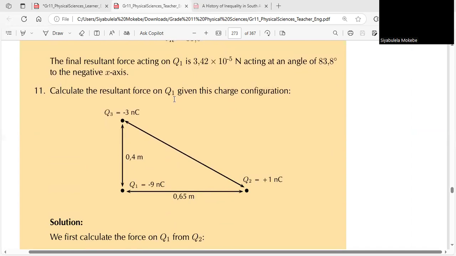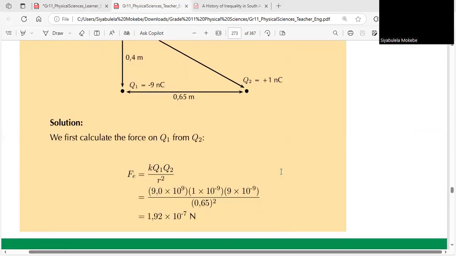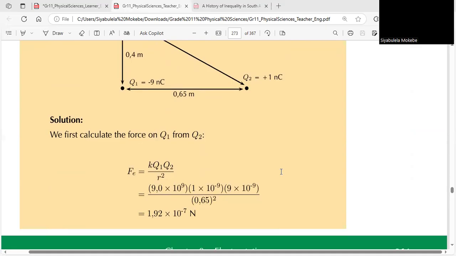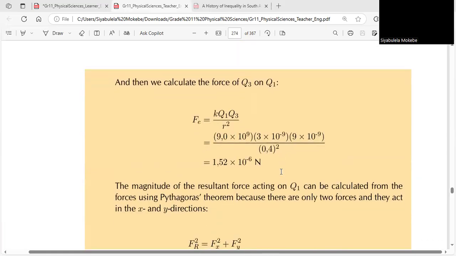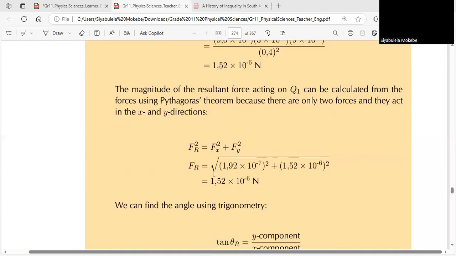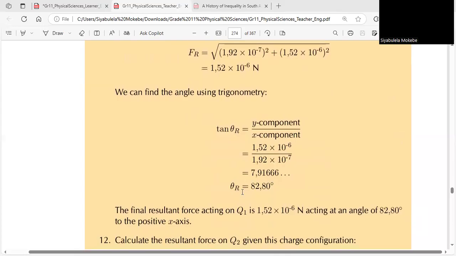Calculate the resultant force on Q1 given this charge configuration. We first calculate the force on Q1 from Q2, and then that's the force. Then we calculate the force of Q3 on Q1, and then that's what we get. Then from there, it's the magnitude using Pythagoras theorem. After getting the magnitude, we now try and find the angle, which gives us the direction.